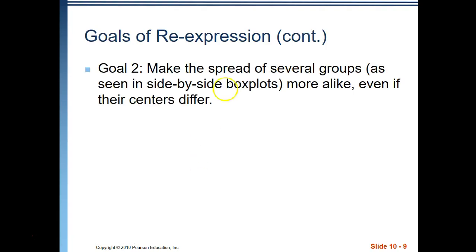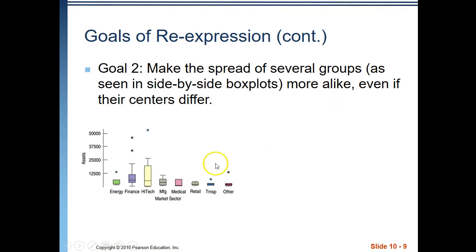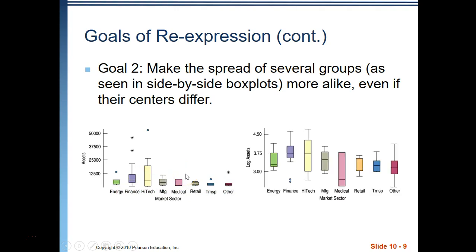It's a big help. Goal 2: make the spread of several groups, as seen in side-by-side box plots, more alike, even if their centers differ a little bit. So, trying to make things look more similar. There's the original, the spreads for the most part. Trying to keep everything pretty close to the same, as close as you can. Those were all over the place, and now look at them.